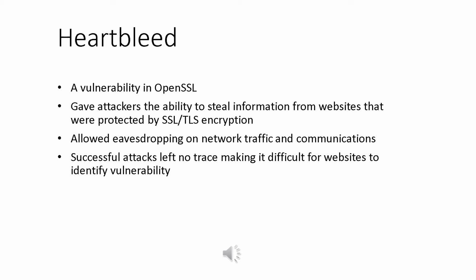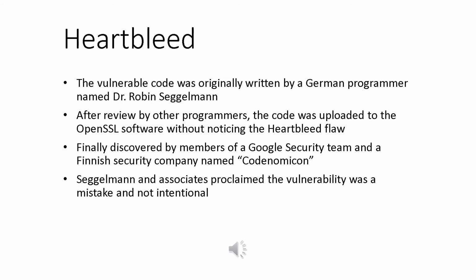As word got out that this vulnerability was present, the only thing that websites could do was take preemptive measures and assume that they had been compromised, and they would conduct software patches and updates in order to mitigate any further compromise. The code that was written into OpenSSL was written by a German programmer named Robin Seggelmann. After writing the code, it was presented to other reviewers, other programmers, and eventually it was deemed efficient and uploaded to the OpenSSL software. However, the Heartbleed flaw was never discovered.